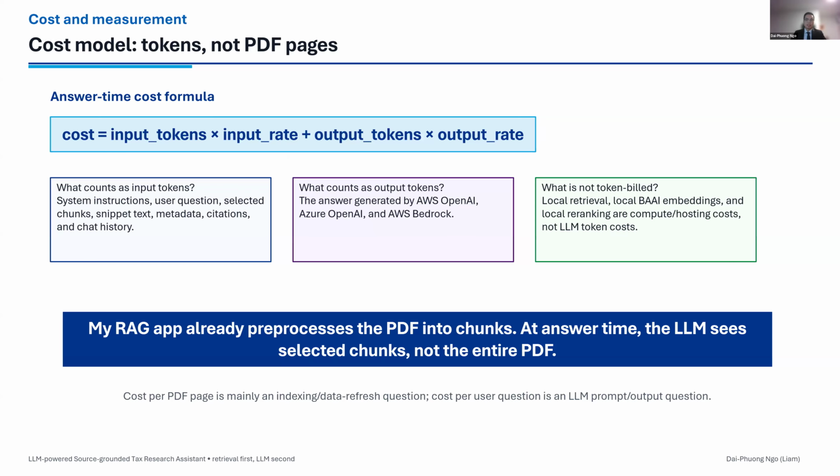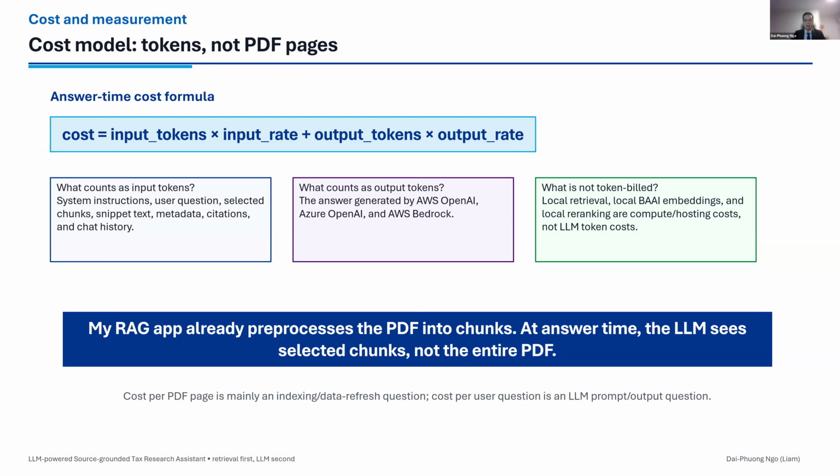This is a cost explanation I would use with AI governance and financing. The billing unit for hosted LLM columns is tokens, not PDF pages. Because this is a RAG system, the PDF is already preprocessed into chunks. At answer time, the LLM does not read the entire PDF. It only sees the system prompt, the question, and the selected evidence chunks. So cost per answer depends on how many chunks we include and how long the model answer is.